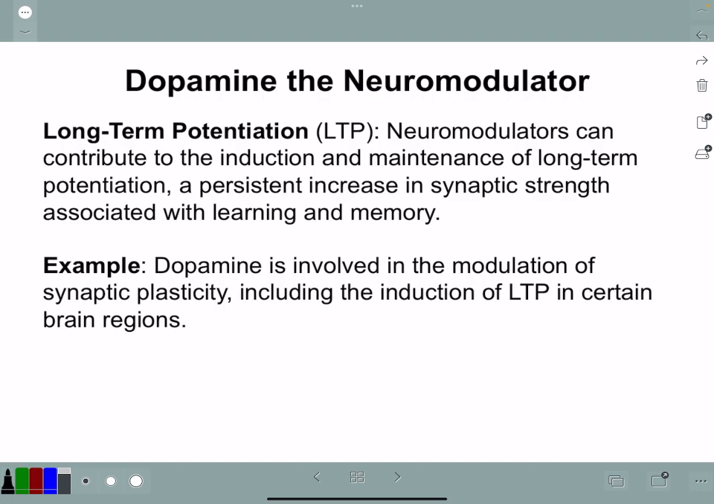And so long-term potentiation is something whose effects are lasting, even over the course of a lifetime of an organism. So they're potentially very long lasting. So let's take a look here with this example with dopamine and the modulation of synaptic plasticity.